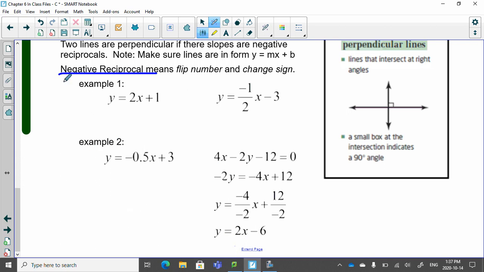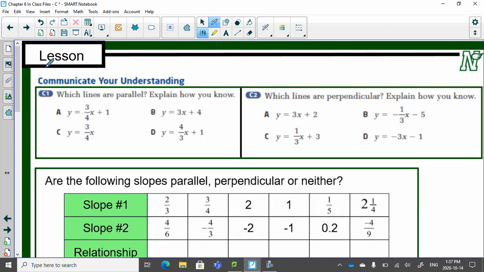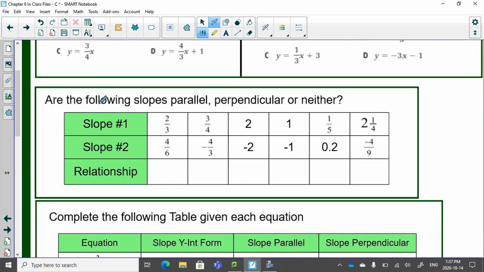Okay? So on the back, here's what I'd like for you to do now. Okay, this is the handout that you're to complete. Answer these two multiple choice questions, parallel, perpendicular. Question 2, here are two slopes. Are these parallel, perpendicular, or neither? Here are two slopes, parallel, perpendicular, or neither. Go all the way through. If they're the same slope or the same value, then they're parallel. If you flip it and change the sign, they're perpendicular. And if neither of those work, then it's neither.